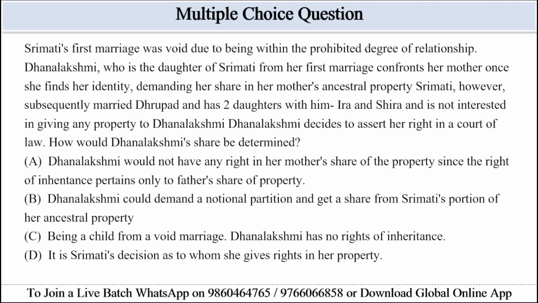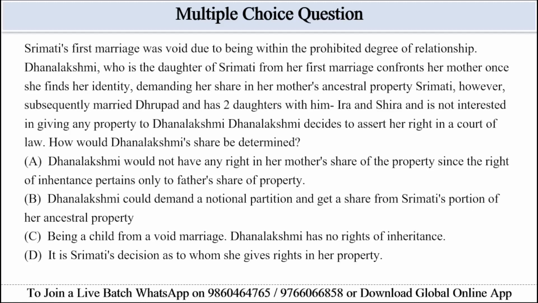Next question is, Smriti's first marriage was void due to being within the prohibited degree of relationship. Dhanalakshmi, who is the daughter of Smriti from her first marriage, confronts her mother once she finds out her identity, demanding her share in her mother's ancestral property. Smriti, however, subsequently married Drupad and has two daughters with him, Ira and Shira, and is not interested in giving any property to Dhanalakshmi. Dhanalakshmi decides to assert her right in a court of law.